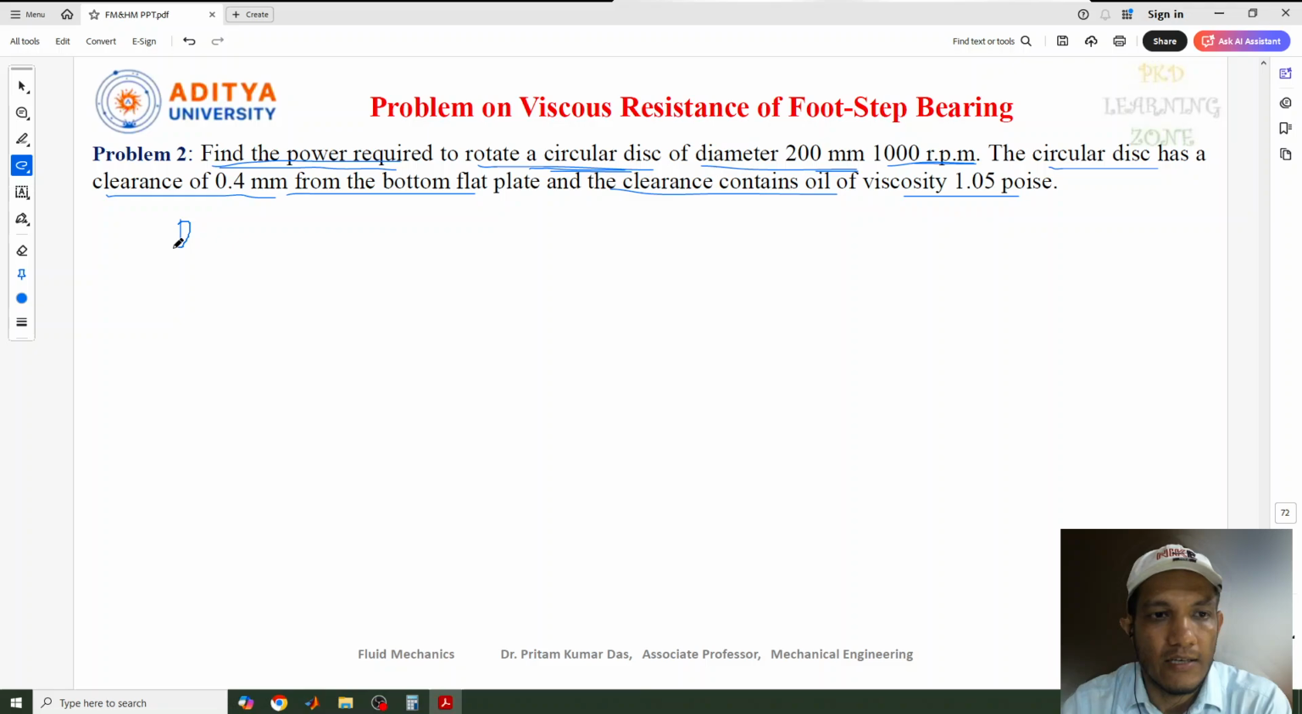I'll write the diameter is given 200 millimeter. So this one we can write 0.2 meter, 0.2 meter divided by 1000. And again R also we can identify. If this is the case, we can write 0.1 meter. Next, RPM, how much is given? 1000 RPM is given. So there is no problem in this.